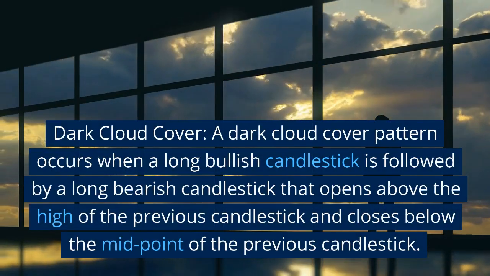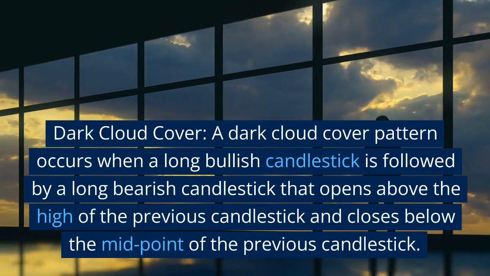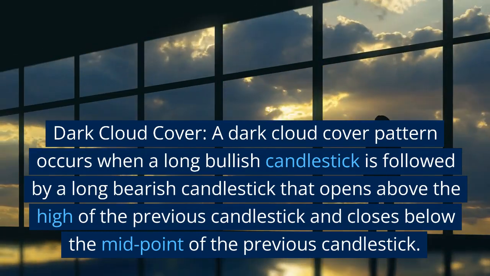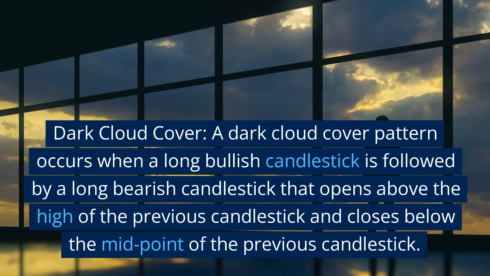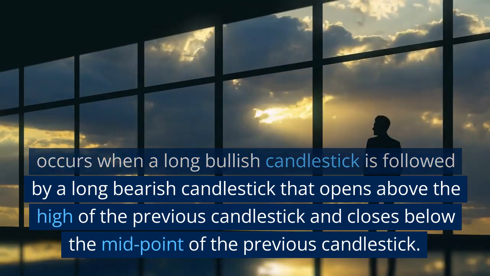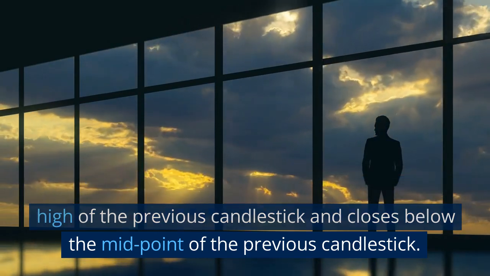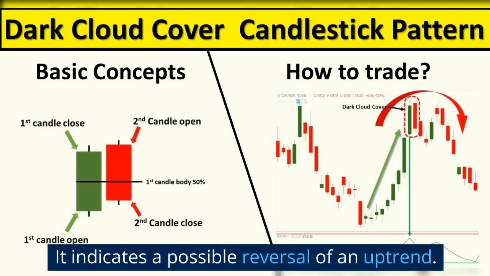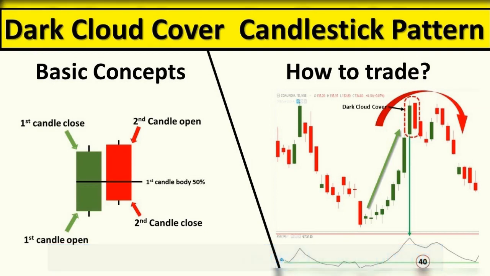Next one is dark cloud cover. Dark cloud cover pattern occurs when a long bullish candlestick is followed by a long bearish candlestick that opens above the high of the previous candlestick and closes below the midpoint of the previous candlestick. You can see the image, left side the dark cloud cover pattern, then how it is changing the trend on the right side.